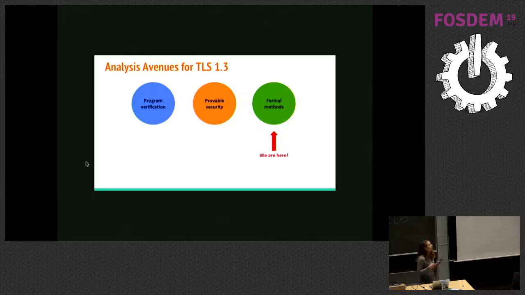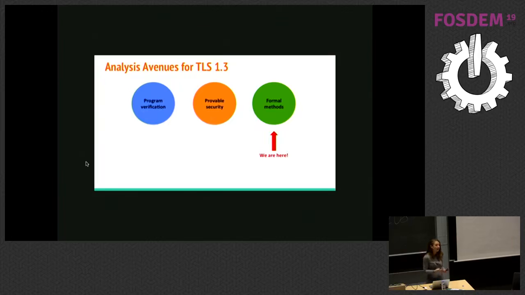Right, so there are many different ways in which you can look at TLS. There's program verification, so that is actually looking at implementations of TLS, looking at the code, trying to find bugs that could lead to weaknesses. Then there is what cryptographers call provable security. This is like coming up with pen and paper proofs to show that a protocol is secure. And then there's formal methods, where you can use state-of-the-art formal methods tools to show that a protocol is robust. And this is where our work falls in.